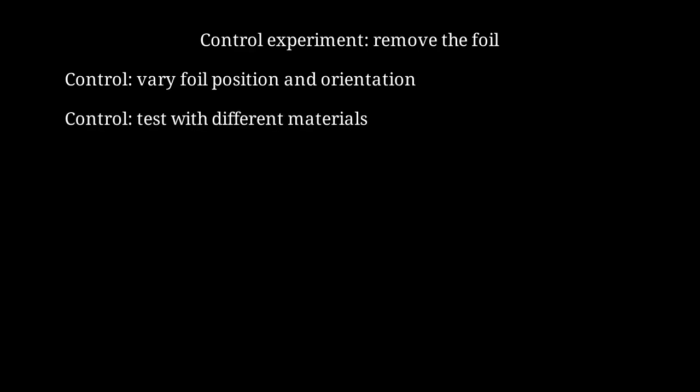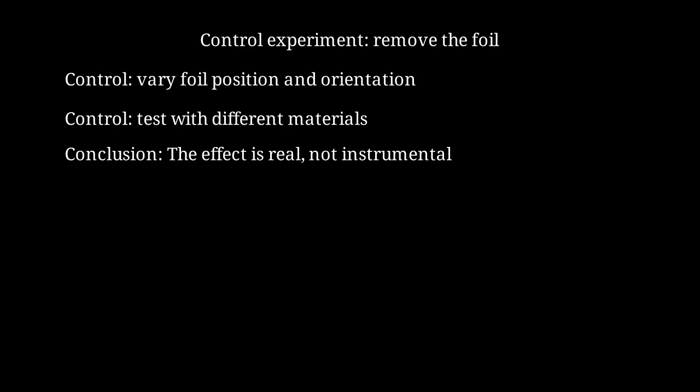Control 2. Vary the foil's position and orientation. If scattering were due to air currents or detector irregularities, changing foil position wouldn't matter, but scattering patterns changed consistently with foil position. Control 3. Test with different materials. They used silver, aluminum, and copper foils. Results scaled with atomic number, suggesting the effect was real and material dependent. After these controls, they concluded the scattering was a real physical phenomenon, not an experimental artifact.